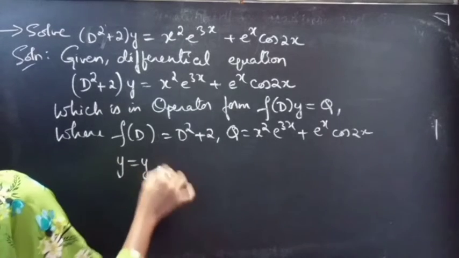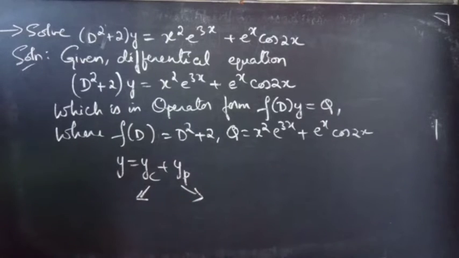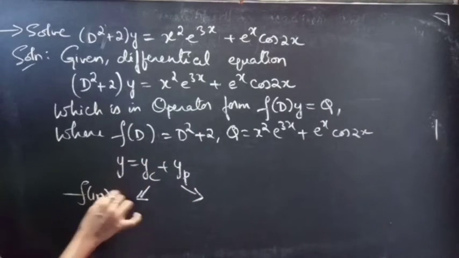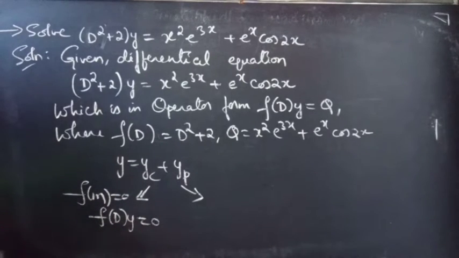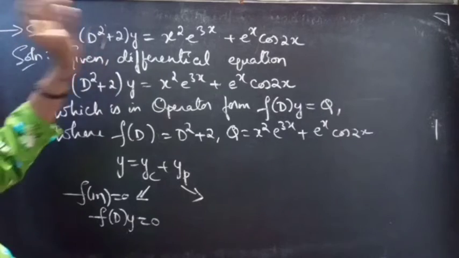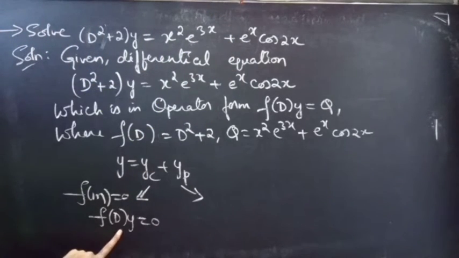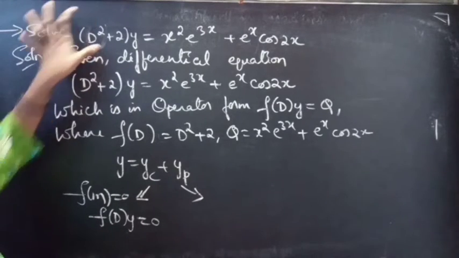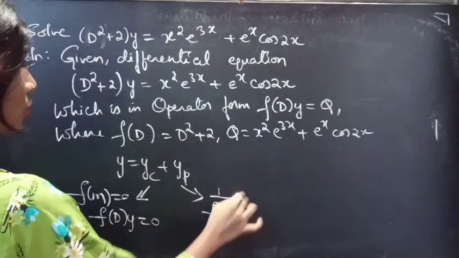y equals yc plus yp. Here yc is the complementary function, yp is the particular integral. We'll find the complementary function using the roots of the auxiliary equation of the homogeneous equation of the given non-homogeneous equation. Simply by putting the RHS to 0, we'll get F of D into y equals 0, which is the homogeneous equation of the given non-homogeneous equation. And we'll find yp using 1 by F of D into Q.